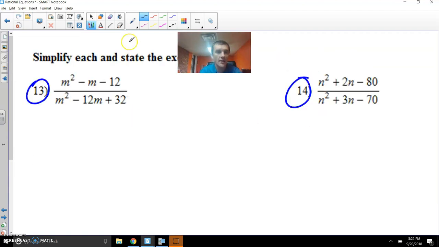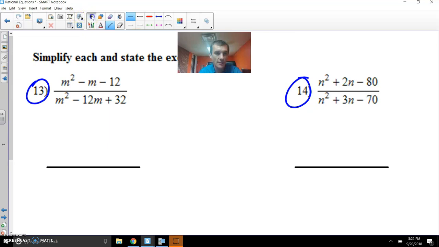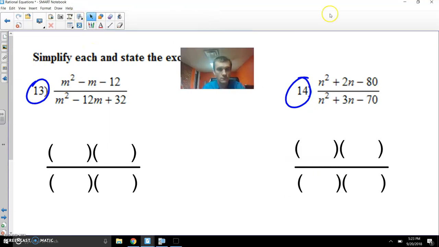Next ones we assigned were 13 and 14. So I'm going to go ahead and set up the problem. Now I've got everything set up, and I'm trying to factor each part. I'm asking myself, what would multiply to be negative 12, but add to be the number right here in front of m, which is a negative 1.